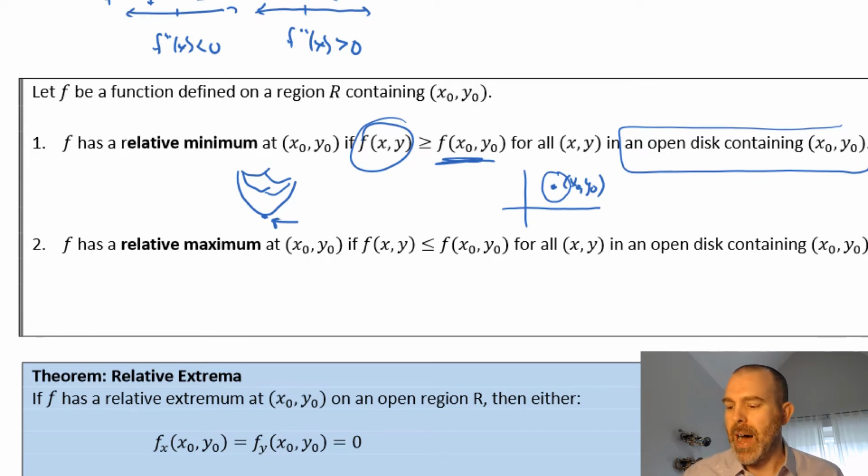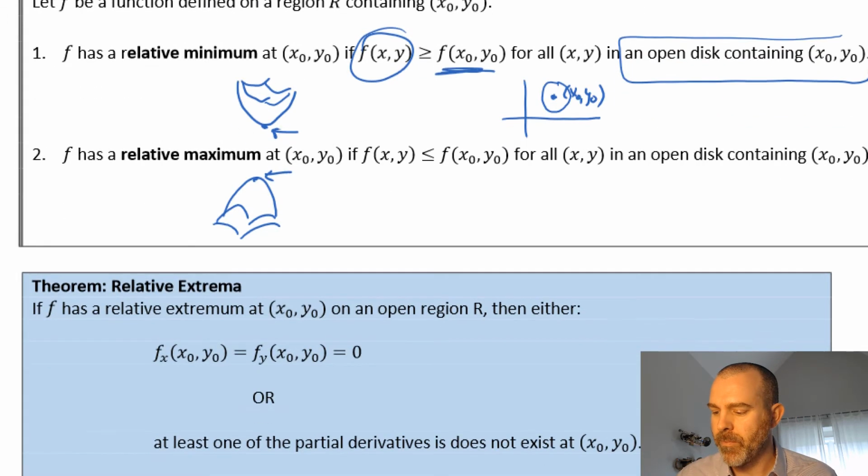For the relative maximum, same idea, right? It's hard to draw these in 3 dimensions, but here we have our relative maximum. And so for there, all of the z values around that point have to be below the z value at that point. So that's our definition of relative minimum and relative maximum.